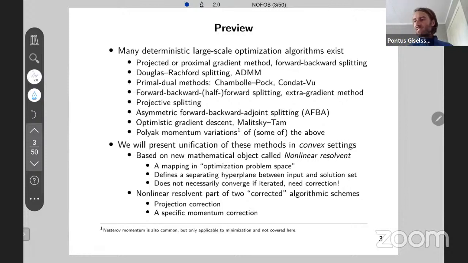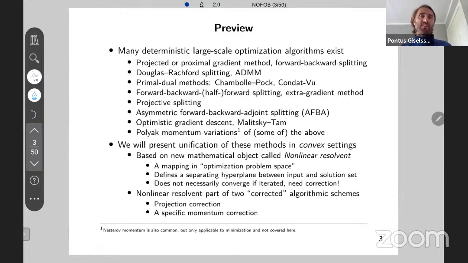And this unification is based on the mathematical object that we have introduced, that is called the nonlinear resolvent. And this is then a mapping in optimization problem space, meaning that we take the x, the optimization variable, plug it into the mapping, and we get another point in the same space back. And what is interesting, or important, with this one, that will give us at least one of the algorithms, is that it defines a separating hyperplane. If we have a point and a solution set of the problem we want to solve, we know that when we apply this nonlinear resolvent, we can define a separating hyperplane that separates the point from the solution set.